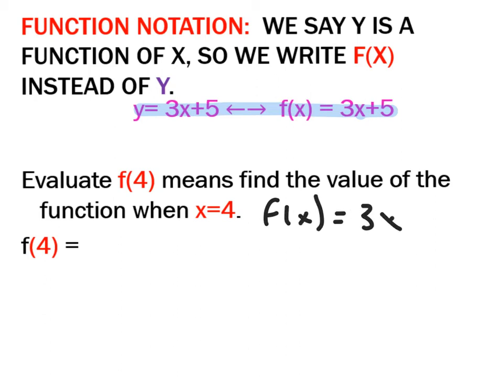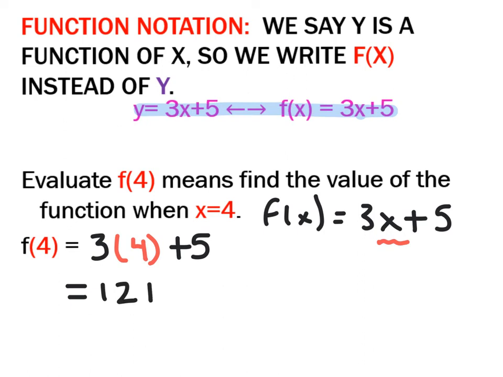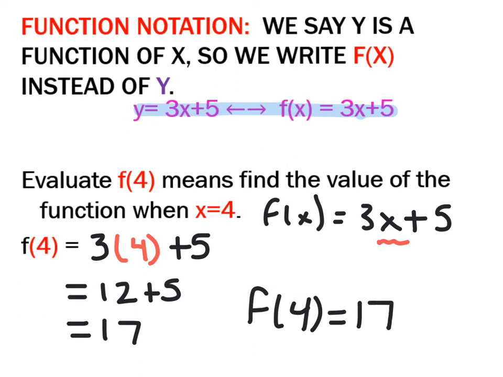So if my function were that f of x equals 3x plus 5, this means that since I'm saying it's f of 4, I'm going to rewrite it as 3 times 4 plus 5. So I'm just replacing the x over here with a 4. And now I would simplify. So 3 times 4 gives me 12 plus 5, and it simplifies to 17. So I could say that f of 4 equals 17.